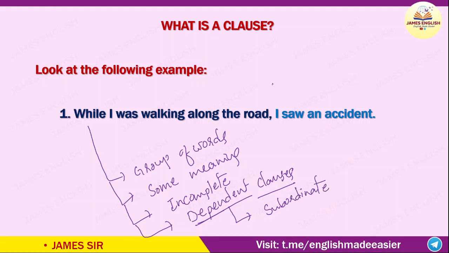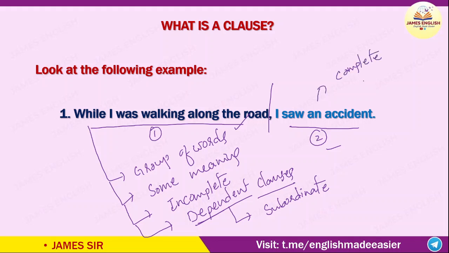Now, just look at the other part. I saw an accident. Here, while I was walking along the road is one part, and I saw an accident is another part. The very minute you read I saw an accident, we can come to a conclusion that this is also a group of words. It provides complete meaning.